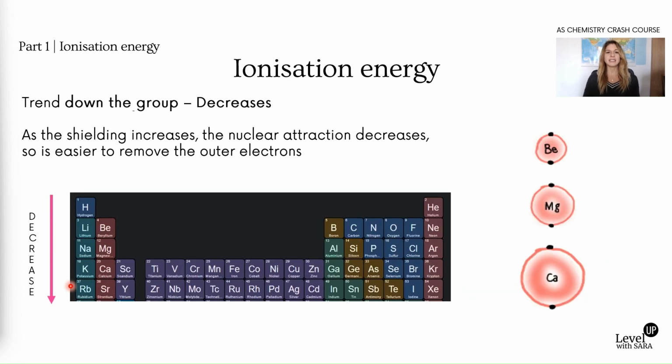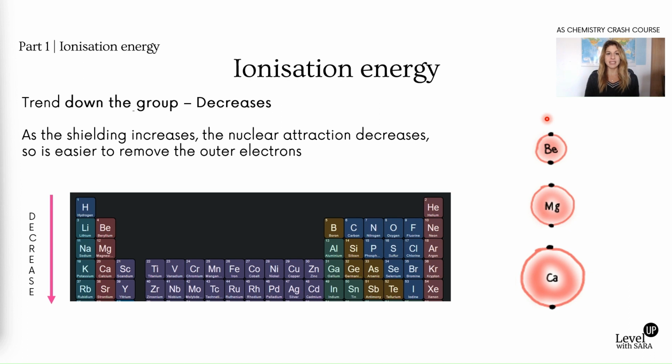So let's look at the trend in the periodic table. As we go down the group, the ionization energy decreases, and this is because the shielding increases. As a consequence, the nuclear attraction decreases, which means that it's easier to remove the outer electrons. An alternative explanation, without mentioning shielding and nuclear attraction, is just saying that, as we can see from this diagram, as we go down the group, the atomic radius increases.